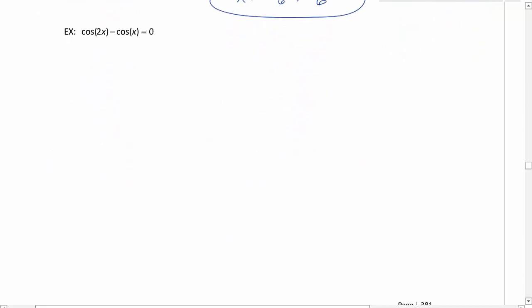The next equation we want to solve is cosine of 2x minus cosine of x equals 0. The first thing I notice is that I have different arguments. They're both cosine, but they're different cosines because one's cosine of 2x and one's cosine of x. So the first thing we need to do is get the arguments the same. And it's always easier to tear down a more complicated argument than it is to build one up.